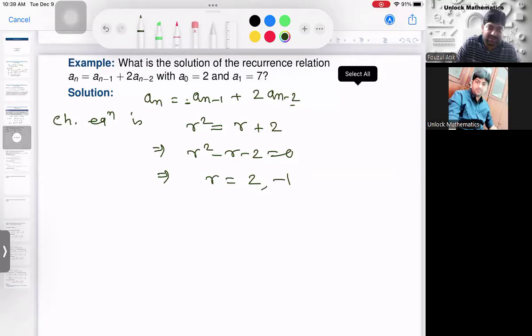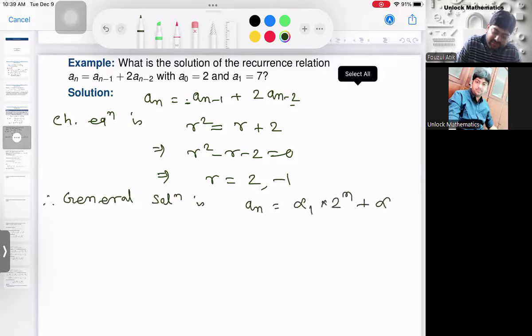So the general solution is a_n is equal to alpha 1 into 2 power n plus alpha 2 into minus 1 to the power n. Right? So everything is known here. What is not known? Alpha 1 and alpha 2. So we have to find out alpha 1 and alpha 2. How to get them? We have some initial values. Take the help of the initial values.